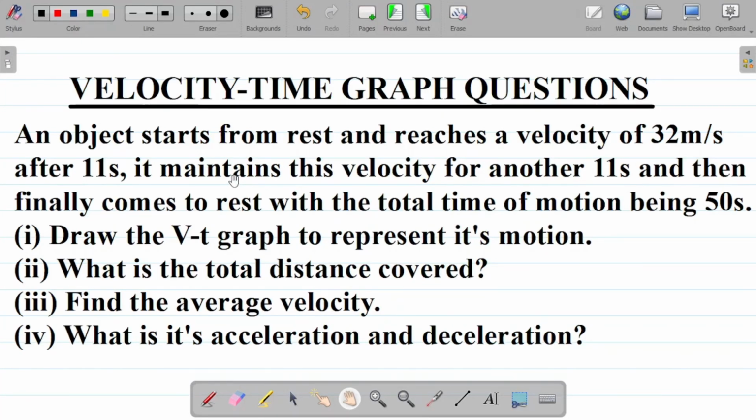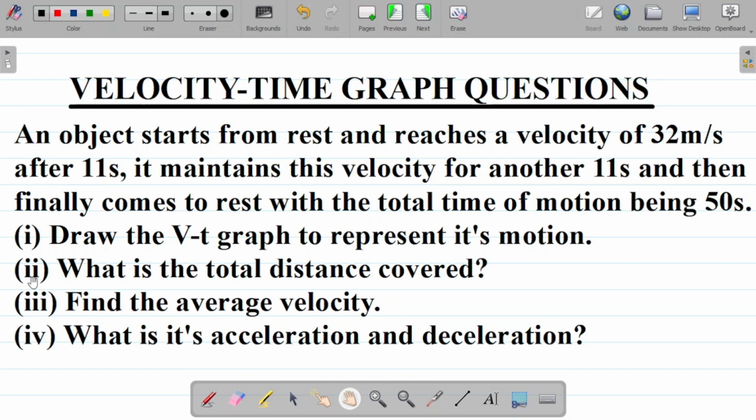So let's look at this question on the velocity time graph. The question says an object starts from rest and reaches a velocity of 32 meters per second after 11 seconds. It maintains this velocity for another 11 seconds and then finally comes to rest with the total time of motion being 50 seconds. The first thing there, number one, draw the VT graph, that's velocity time graph, to represent its motion.